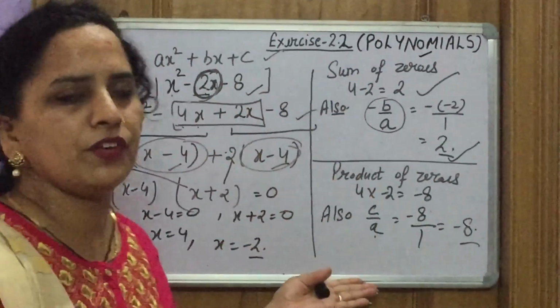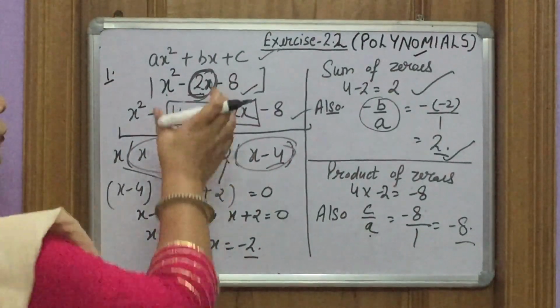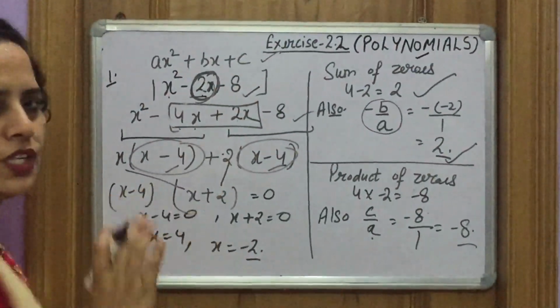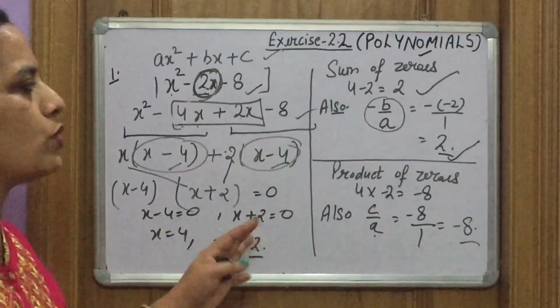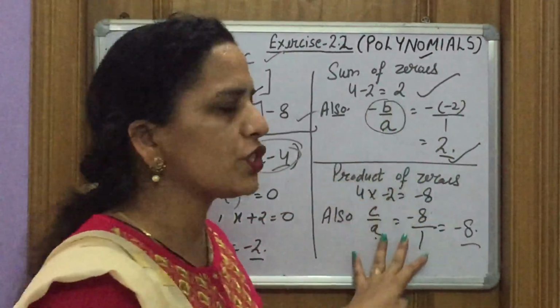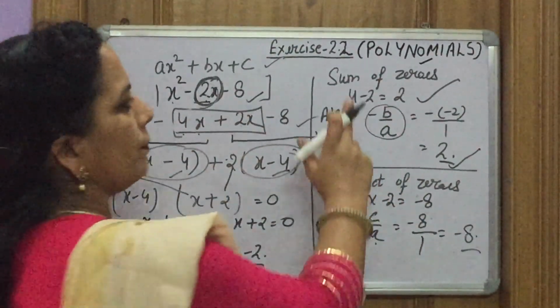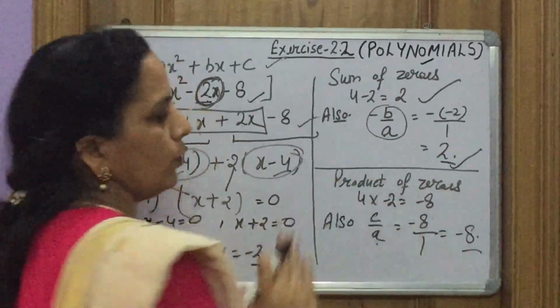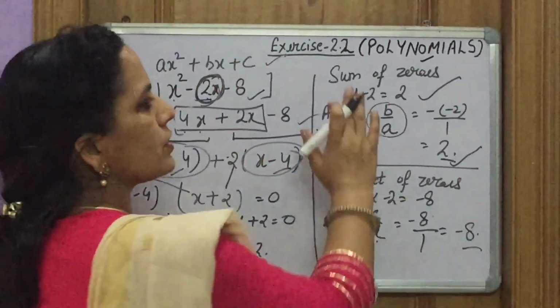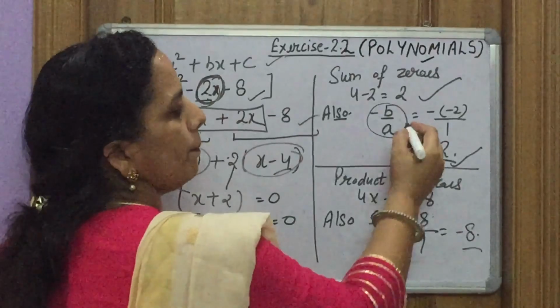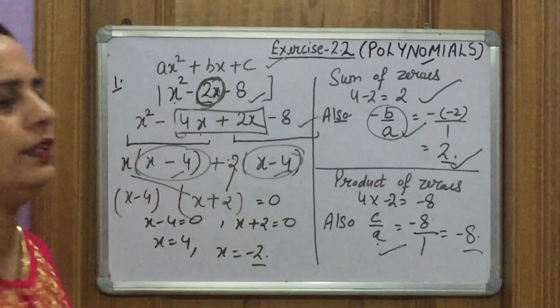So this is the verification. First step is to factorize the quadratic equation, then put it equal to 0. First of all, find the sum of zeros and the product of zeros. After this, find the sum of zeros and the product of zeros by using the formula. Okay.